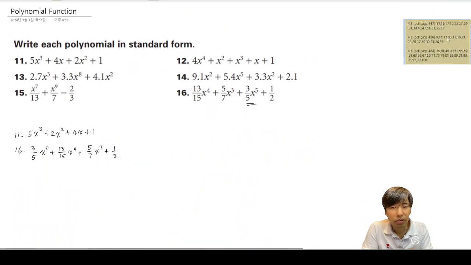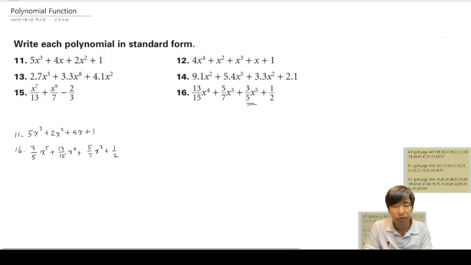Oh, let me move that thing 2 so that I don't lose it here. Okay, move it over here.